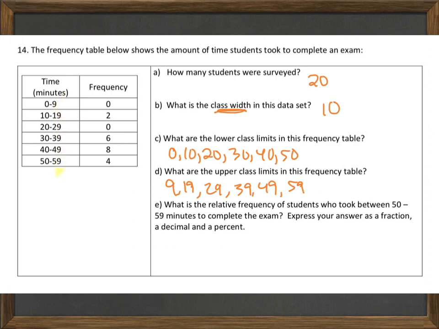Last but not least, this asks us what is the relative frequency of students who took between 50 and 59 minutes to complete the exam. So we're just looking at the specific row of data. The frequency is 4. Remember, to find the relative frequency, we just divide by 20. If you type that into a calculator, you get exactly 0.2 or 20%. It says express your answer as a fraction, a decimal, and a percent. So here's my fraction, here's my decimal, here's my percent.